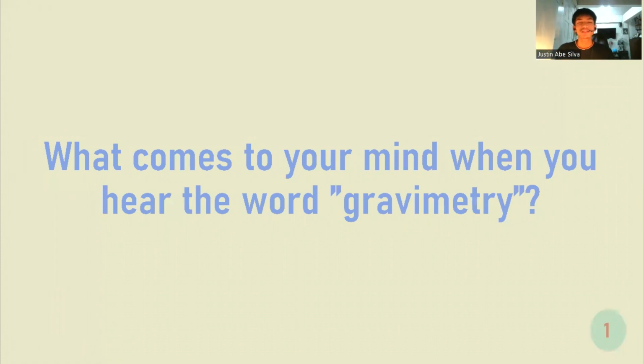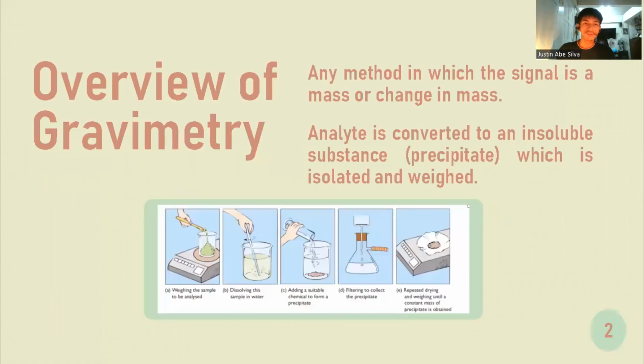So let's continue on with our overview of gravimetry. Gravimetry is any method in which the signal is a mass or a change in mass. Signal pertains to the result that we want to achieve in our experiment, and we can obtain the mass by using a weighing scale. Here, the skill of weighing is crucial as we need to make sure about the materials we are weighing and how we do it.